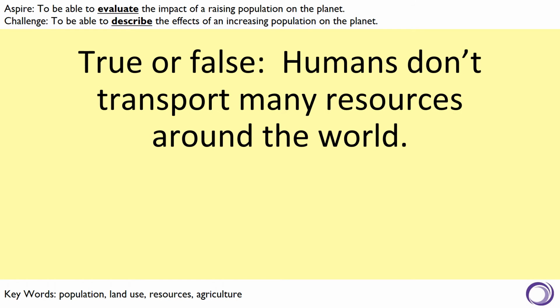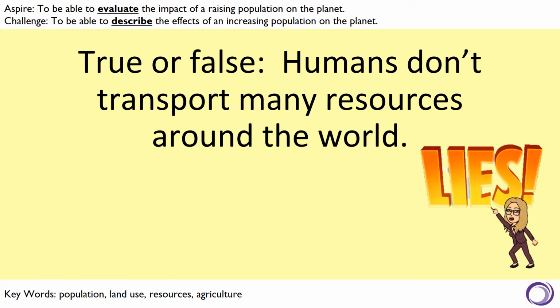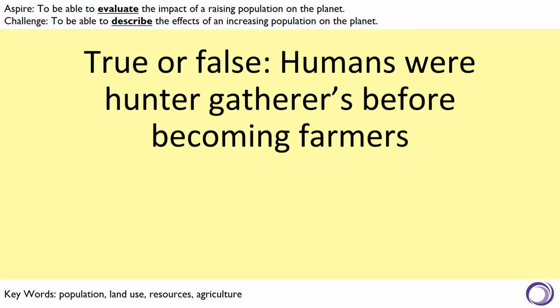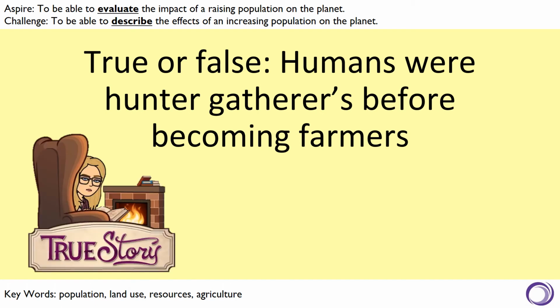True or false, humans don't transport many resources around the world. And the answer is false. We transport resources all over the world. True or false, humans were hunter-gatherers before becoming farmers. And the answer is true.